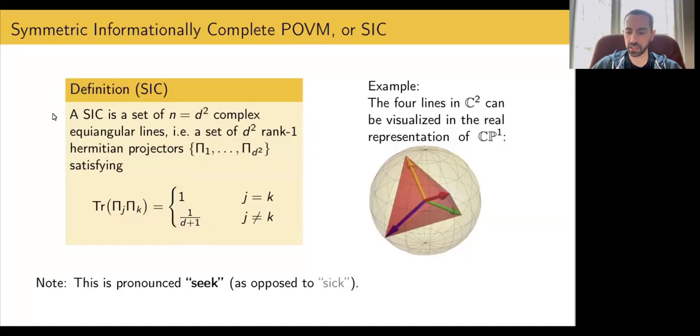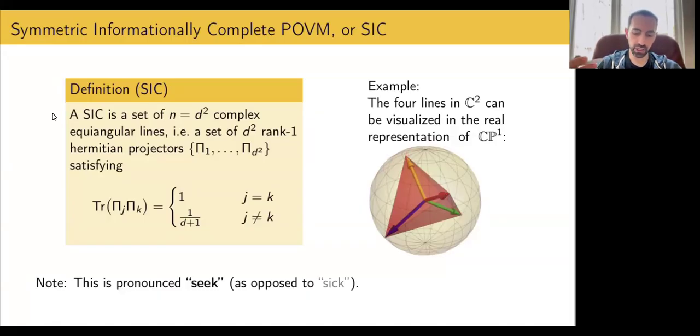An example of this: if I use the representation of complex projective space and look at rank 1 projectors in a two-dimensional space, I can represent that. Quantum information people know this as the Bloch sphere. This is just a standard representation of CP1. Then the vertices of these projectors, represented as vectors in this space, are just the points of a regular tetrahedron. So this is an example of one of these things.